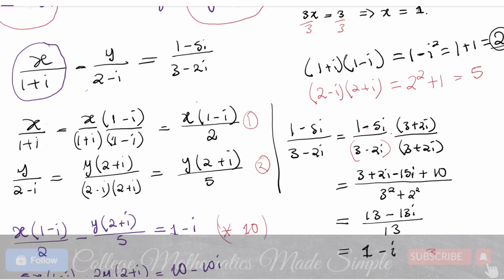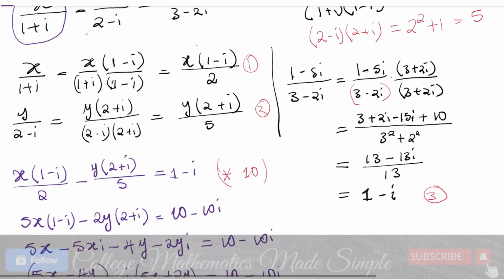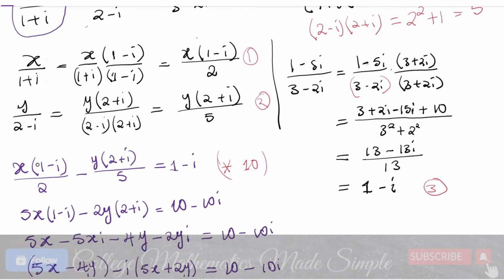So when I do that, I have x on 1 minus i over 2 minus y on 2 plus i over 5. Now this is equal to 1 minus i. Now I do not want any fraction. I want to solve for x. So the least common multiple of 2 and 5 is 10. So I multiply the whole equation by 10.